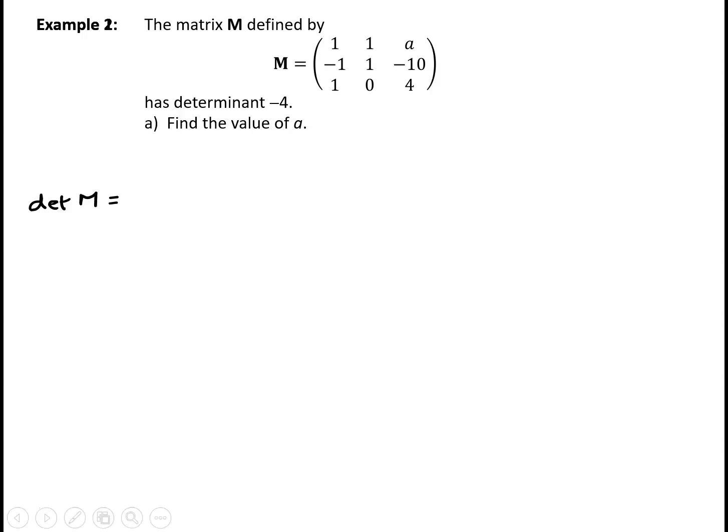So the determinant of M, then we need to write out the matrix and then repeat the first 2 rows underneath. And then using our diagonals, going down the top left to bottom right diagonals, the first one we've got is 1 times 1 times 4, which is 4. The second one is minus 1 times 0 times A, which gives me 0. And the final one is 1 times 1 times minus 10, which gives me minus 10.